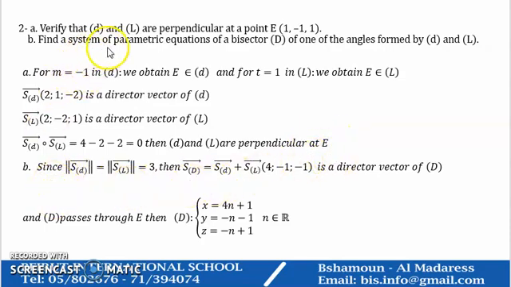In the third question, they ask us to find a parametric equation of the bisector of one of the angles formed by D and L. We notice that the modulus of the director vector of the straight line D equals the modulus of the director vector of the straight line L. And we can use this property. In fact, if I have a parallelogram with this side and this side having the same modulus, then this is a rhombus.